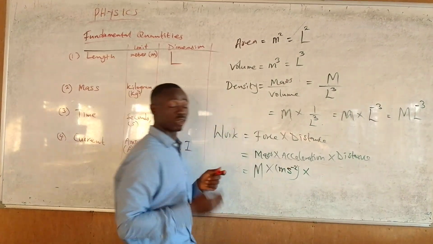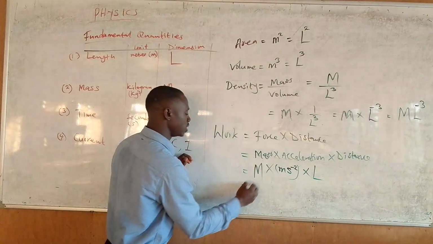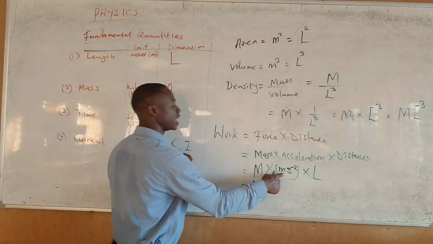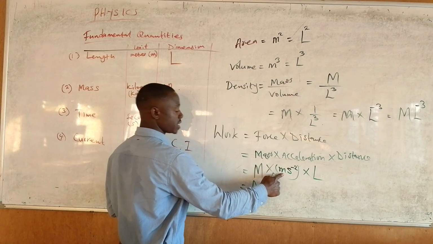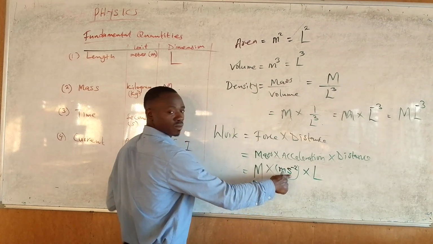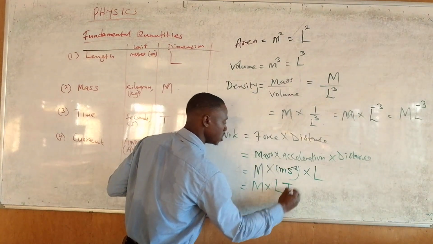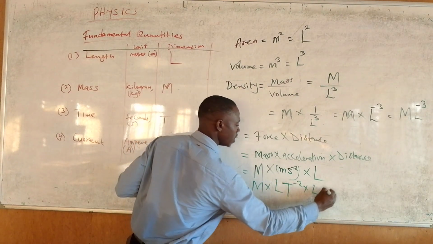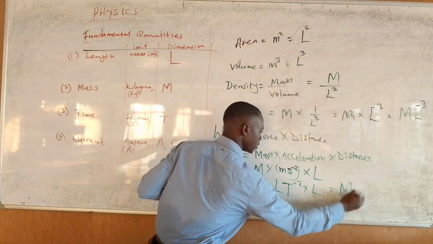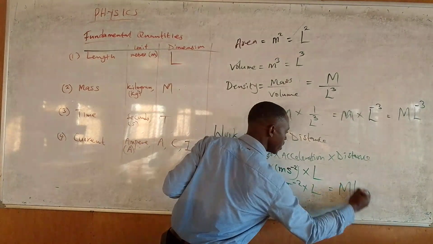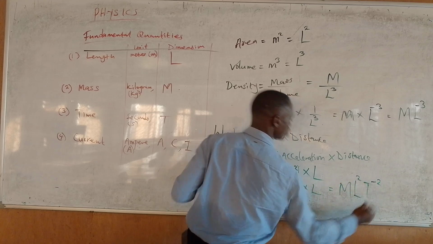Then your distance. I told you that distance is length, so we use L. Then you move on. This is going to be M times. Now let's convert to fundamental quantity, to our dimension. What is meter? That's length. Then what is seconds per second square? Second is T. Then that's going to be T raised to the power of minus 2 times L again. So if I simplify this now using indices, this is going to be M, then L times L, that's L square, then T raised to the power of minus 2.